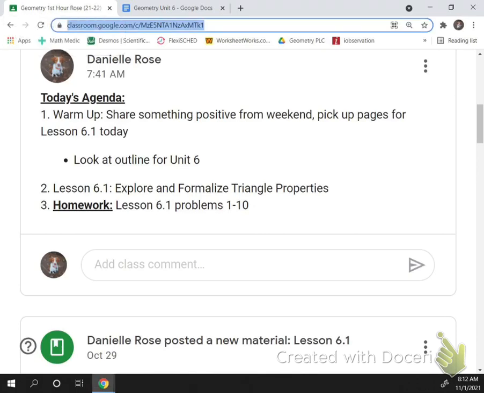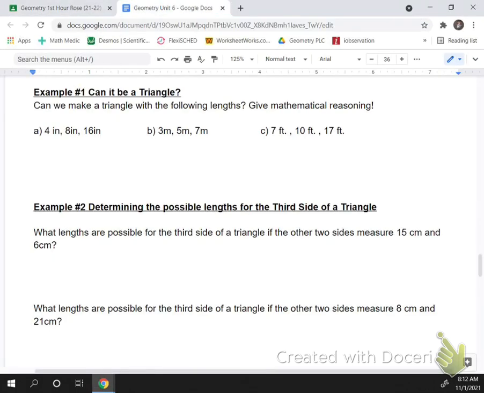Uh-oh. What if they equal it? Does it make a triangle? It makes an all equal sign. It has to be greater than. It cannot be equal to.